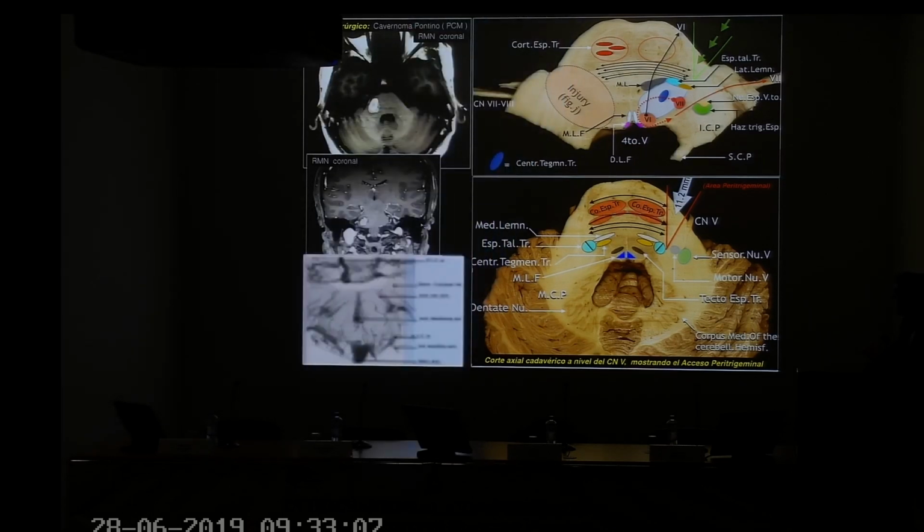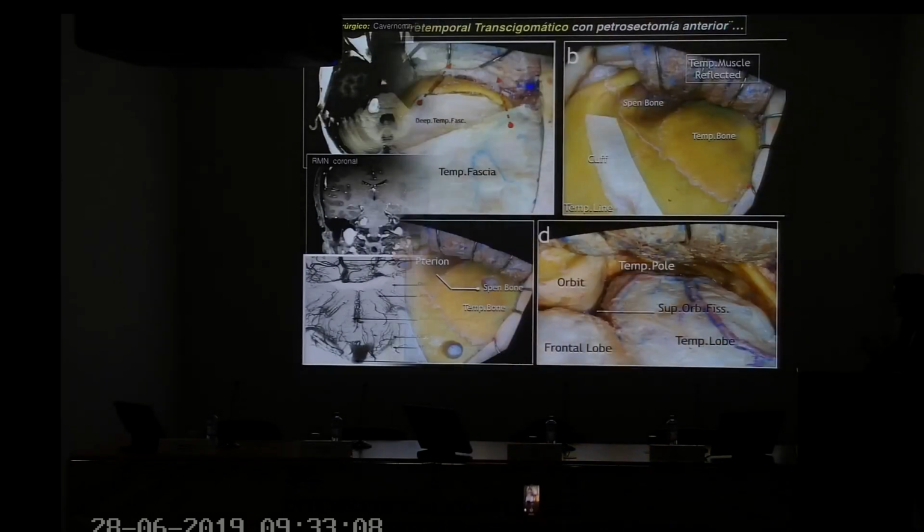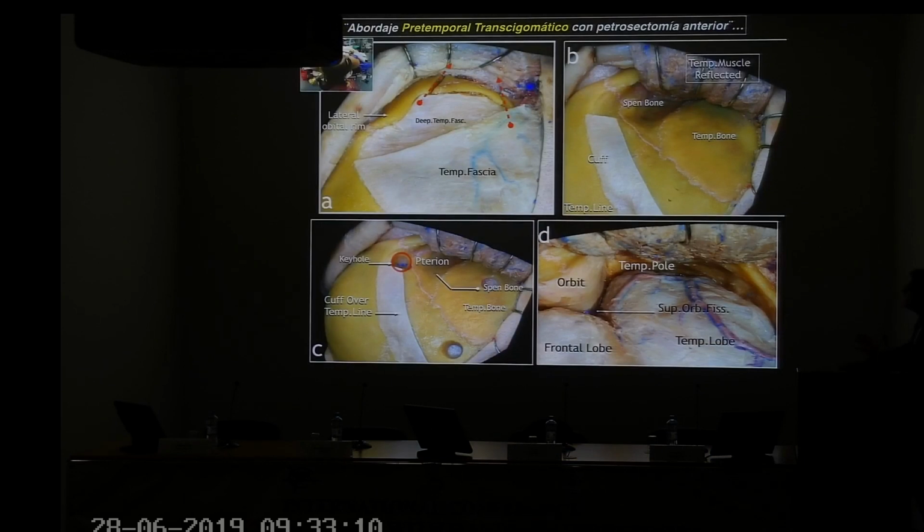This is the vascularization, but it's no matter. In this case we do the pretemporal approach, transzygomatic approach, and anterior petrosectomy. Why? You can see we divide the zygoma here, and we take off the zygoma.